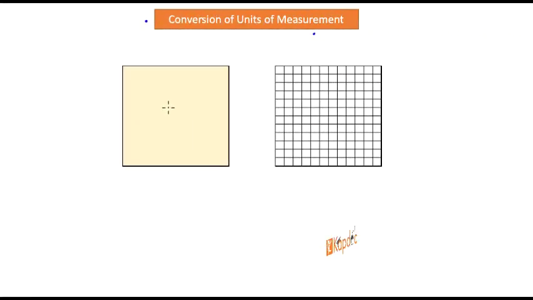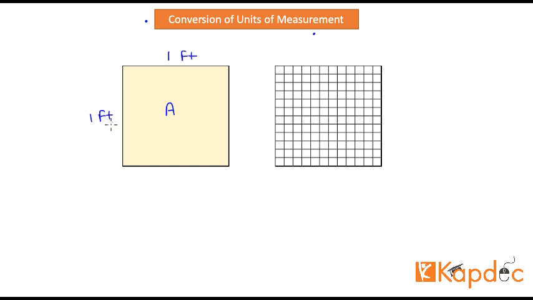So let's consider this example in which we have a square A. It has dimensions 1 foot long and 1 foot wide, right? So you will say that very simply the area of this square is 1 by 1, which is 1 square foot, right? As simple as that.